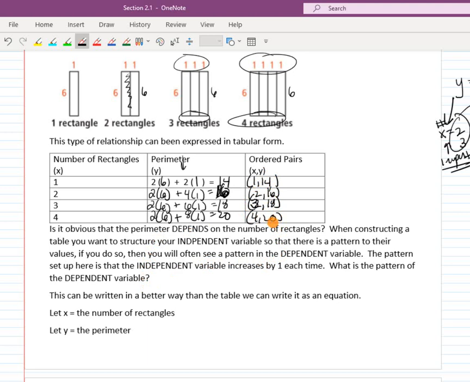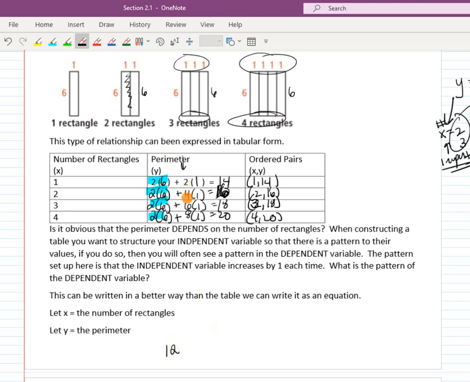So this can be written in a better way than a table when we can write it as an equation. If we let x be the number of rectangles, and y be the perimeter, we should be able to write an equation for this scenario. What's nice about this is that we see in each one of these that 2 times 6 is constant, the same. So that is going to be true in all of these. So 12 is going to be part of my equation.